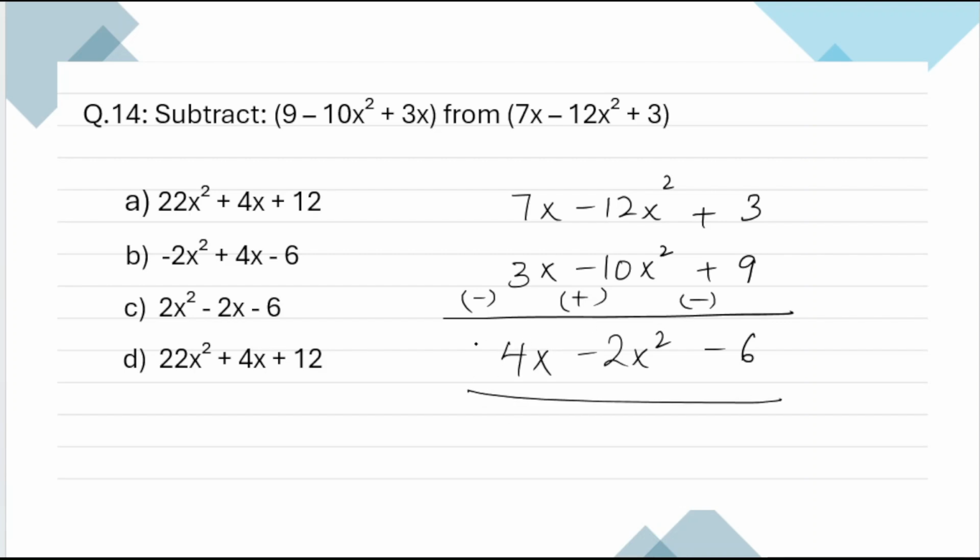Let's look for this answer. So, okay, let's write it in the standard form because all my answers are in the standard form. Standard form means the highest degree term is written first. So it becomes negative 2x square plus 4x minus 6. So where is this? So, B part is our answer. Next one.